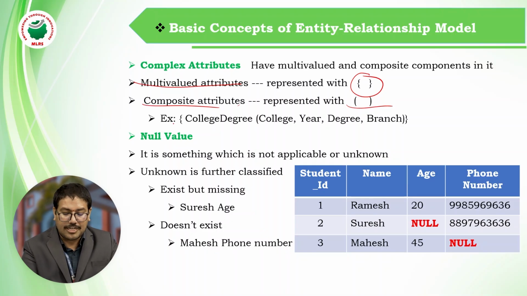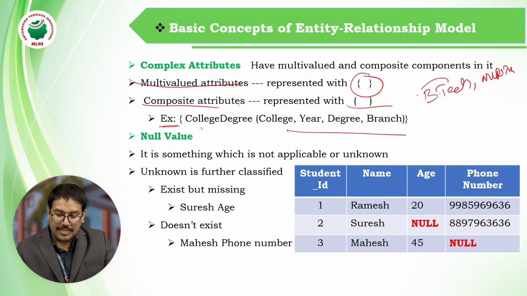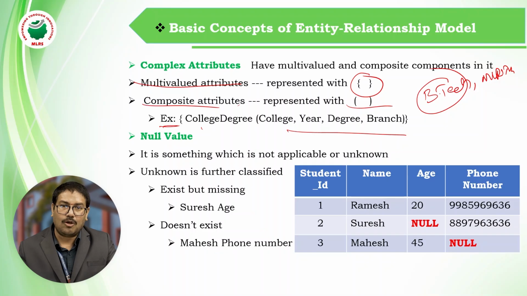If I consider a college degree attribute, it is multi-valued because multiple college degrees can be there, and each degree will have multiple values. For example, a student pursued a BTech, because degree means you can pursue a normal BSc degree or BCom degree or BTech or BE, whatever. This is one degree, one value or one attribute.